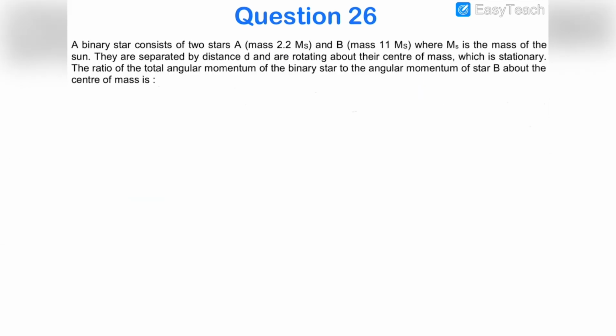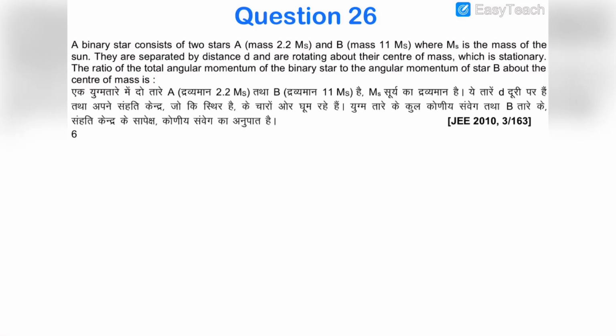In this question you can see that there is a binary star that consists of 2 stars A and B of the masses shown, and the mass ms is the mass of the sun. They are separated by a distance of d and they are rotating about their center of mass, which is stationary. So the ratio of total angular momentum of the binary star to the angular momentum of star B about the center of mass. Now let us draw the scenario.